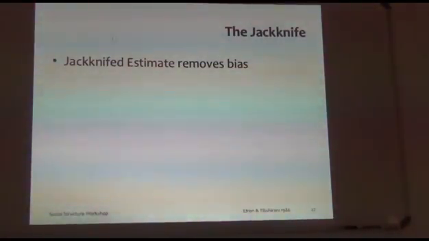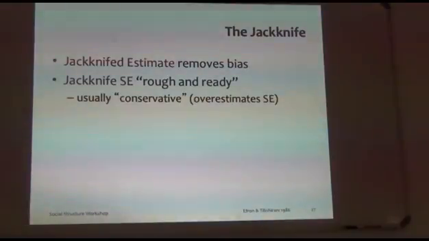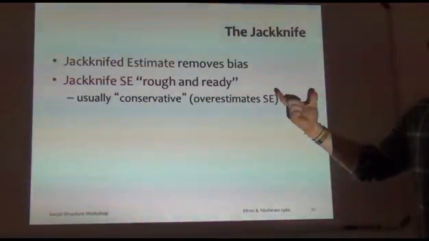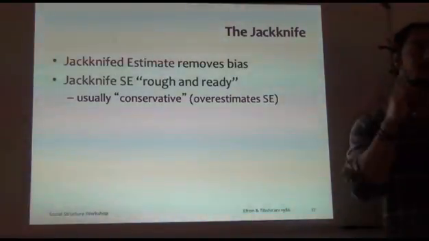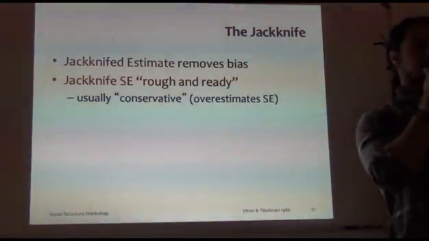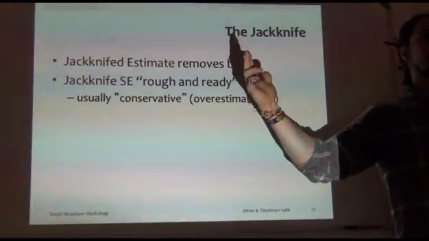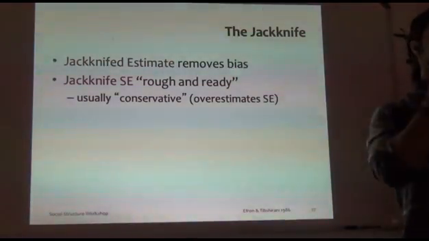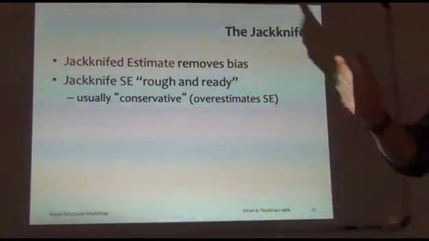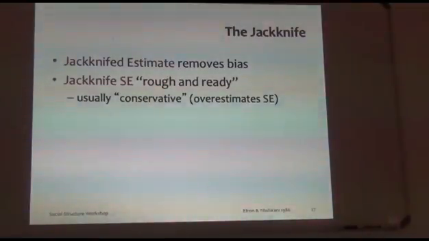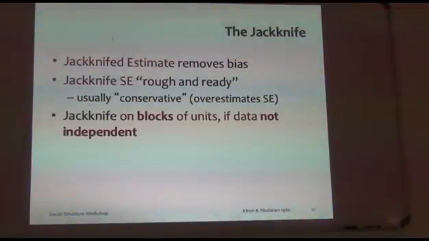So we remove biases, but it's rough and ready. It's a very cheating way. So it's usually conservative because it overestimates the standard error. So say your mean is 10, you're gonna have a large standard error. So you have a large one, you can miss a lot. 10 is a rough estimate.